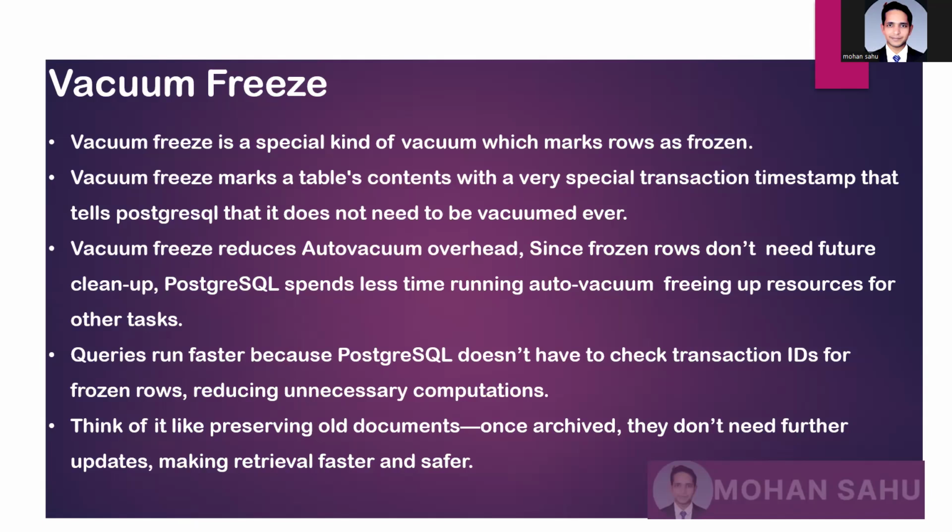So let me read out what I have just explained. Vacuum freeze marks a table's content with a very special transaction timestamp that tells PostgreSQL that it does not need to be vacuumed over, right? Because we are not making any changes. Vacuum freeze reduces autovacuum overhead since frozen rows don't need future cleanup. PostgreSQL spends less time running autovacuum, freeing up resources for other tasks. Just consider an example where we have 100 million rows and only 10 million rows are getting updated. Those 90 million are doing nothing. It is just archive data.